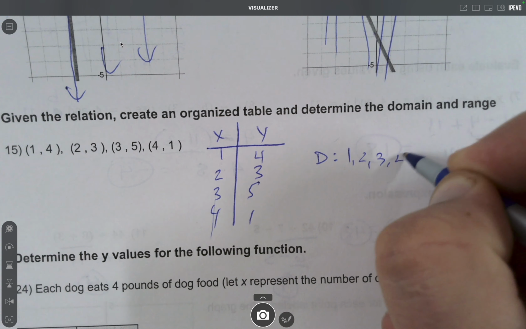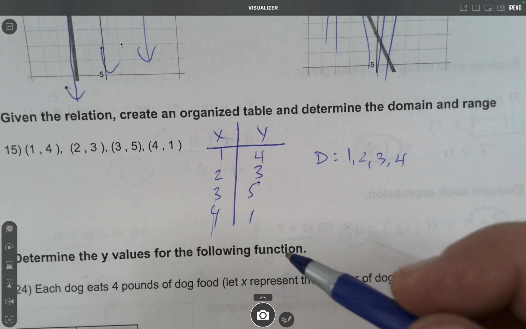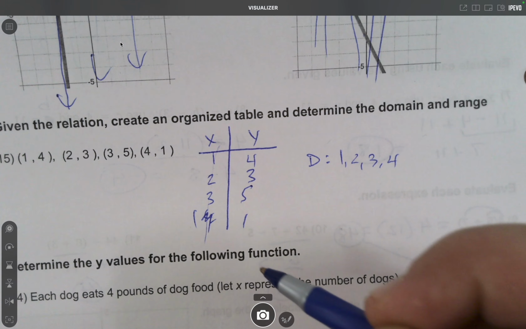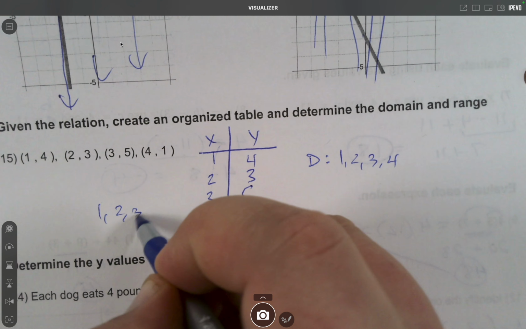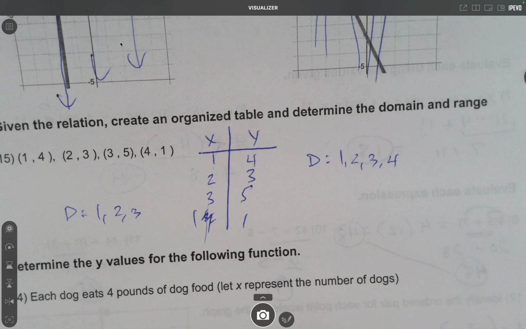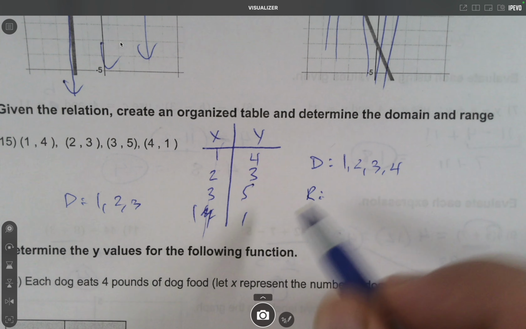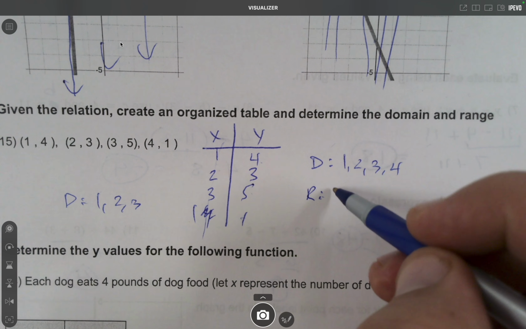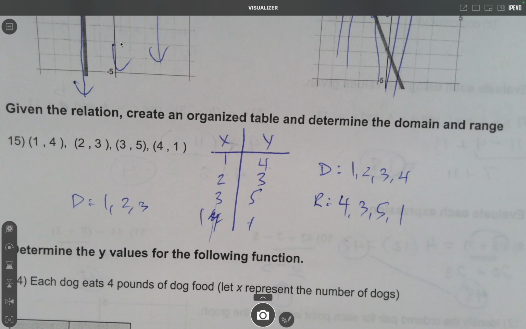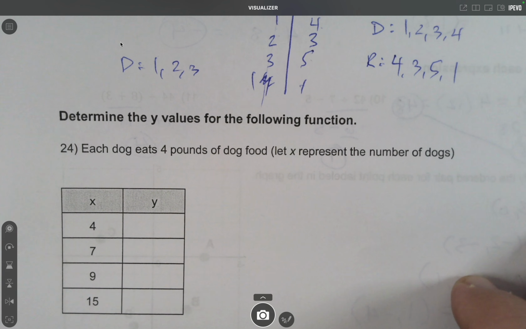Now, none of these repeat. These are all unique, but just keep in mind, if there's ever a time where the numbers repeat, you just ignore those repeats and only list them one time. In other words, if this was a 1, you would just write 1, 2, 3 for the domain, because we're not going to repeat the same number twice. But that wasn't an issue here because they're all unique. Same with the range. They're all unique, so we'll list them all. 4, 3, 5, 1. I don't really care about the order you put them in.